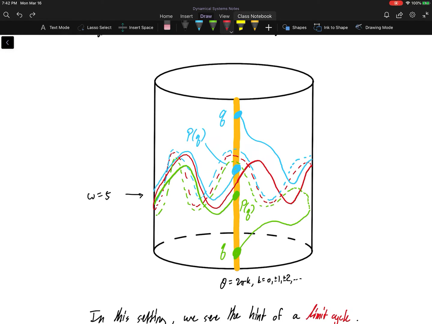We are trying to see what happens. We're going to increase some abstraction to make some analysis easier. And notice that for omega equals 5, there are 1, 2, 3, 4, 5 humps on this thing. I tried to make that accurate. So this is a frequency 5 map, so period 1/5, or 2 pi over 5.